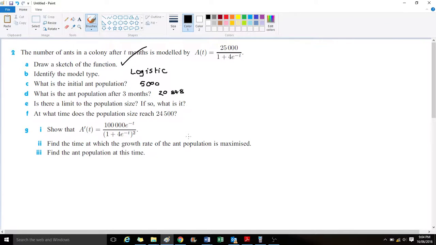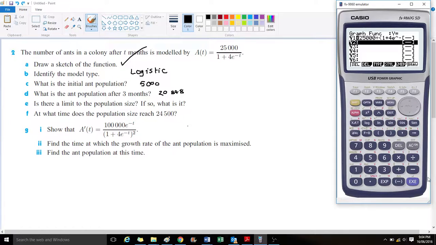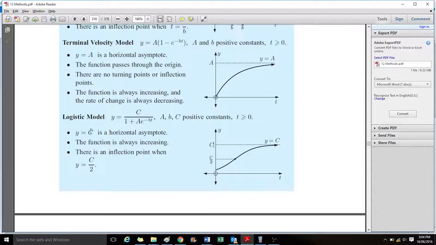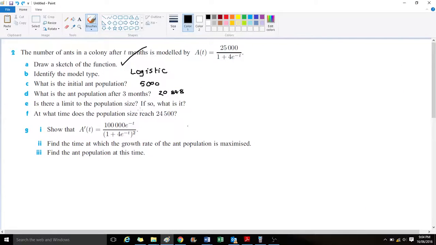Is there a limit to the population size? If so, what is it? Okay, so let's look at the function. Obviously, this function is asymptotic to whatever this number is here. If we can remember from our logistic model, okay, y equals c is a horizontal asymptote, c is the number at the top, okay? So what is the maximum value that this function can reach? Well, it can't quite reach 25,000, okay? It can get infinitely close to it, but never reaches 25,000. So is there a limit to the population size? Yes, there is. It's 25,000. All right, there will never be 25,000 ants.